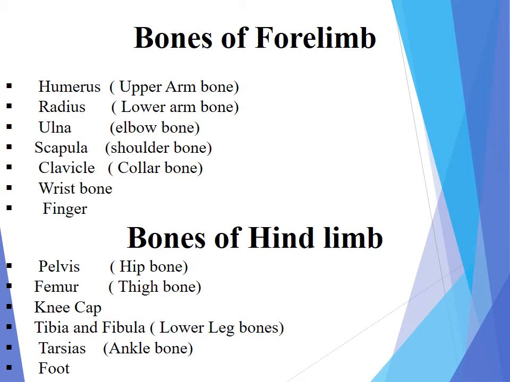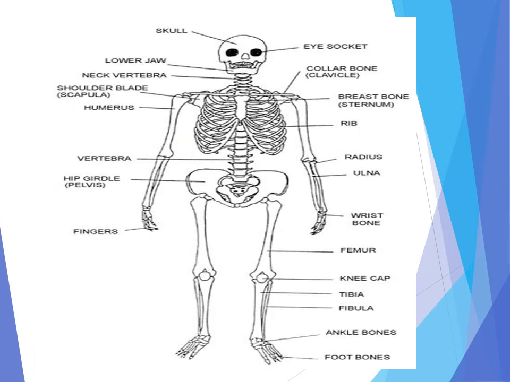Pelvis. Pelvis is the region in the hind limbs, and it is actually the hip bone. Then femur, the thigh bone, kneecap, tibia and fibula, the 2 bones present in the lower leg. And the tarsals are the ankle bones, and then come the foot bones.